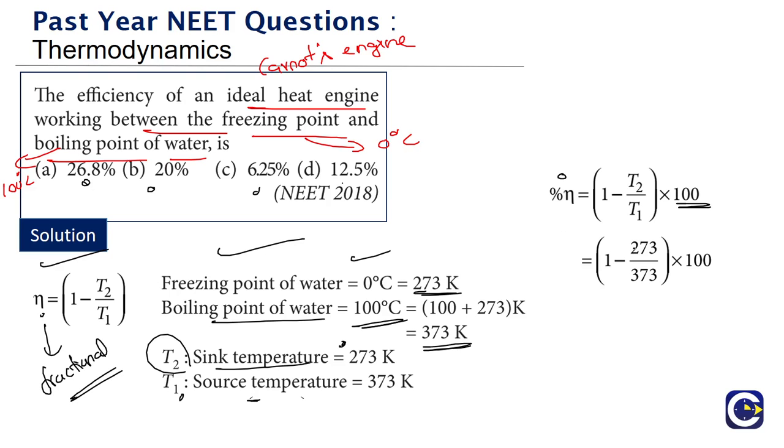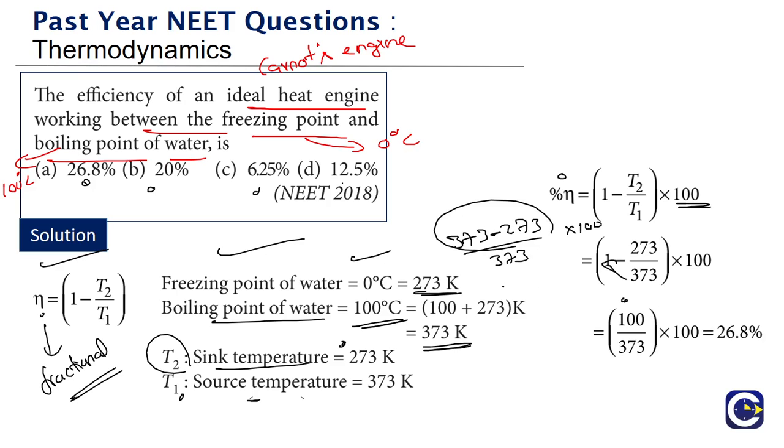So 1 minus 273 by 373, take an LCM, it will be what? 373 minus 273 by 373. So numerator will be already into 100 is there. So numerator will be what? 100, because 373 minus 273 will be 100. So 100 divided by 373 into another 100. If we simplify, means we will get the answer approximately as what? 26.8%. It's a very standard question.